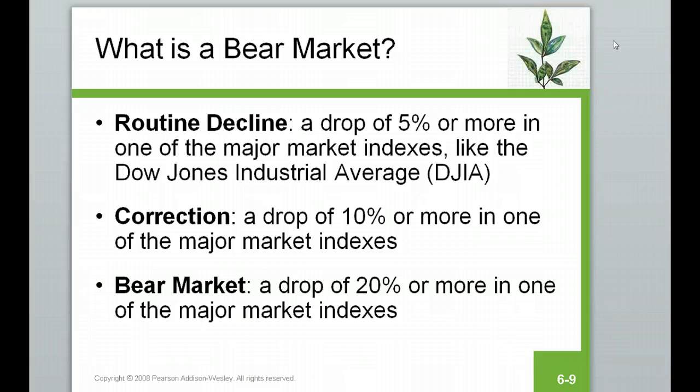Okay, you hear about bear and bull markets. Let's take a look at a bear market here. Let's look at a routine decline, a drop of about 5% or more in one of the major market indexes, like the Dow Jones Industrial. This usually occurs several times a year. You can have a correction, a drop of 10% or more in one of the major markets, and then a bear market, a drop of 20% or more in one of the major markets. This happens usually 3 to 4 times a year.